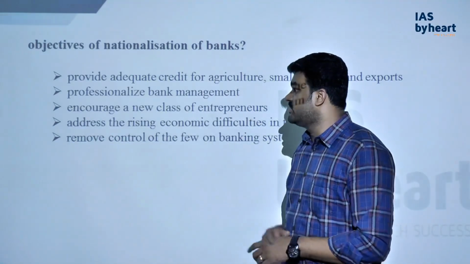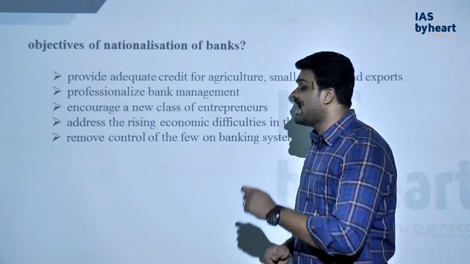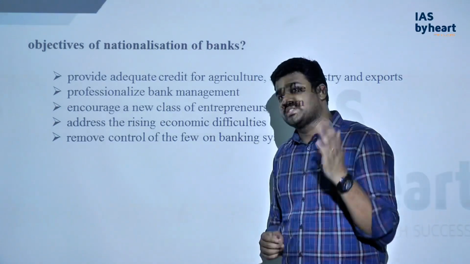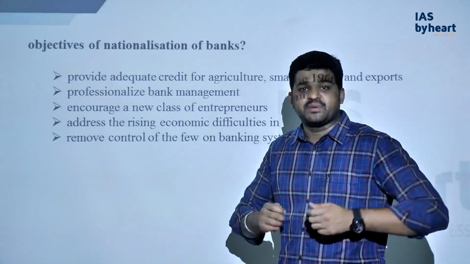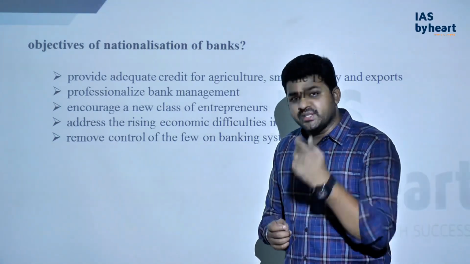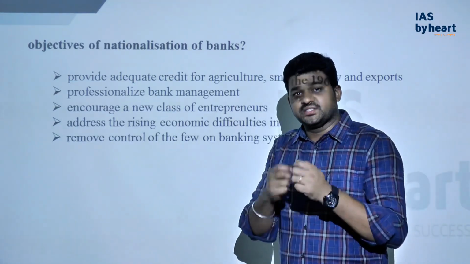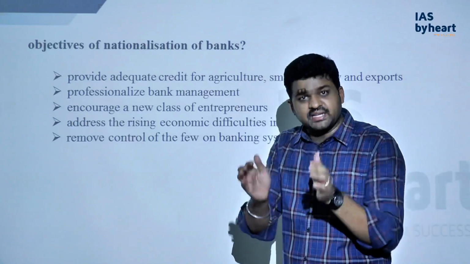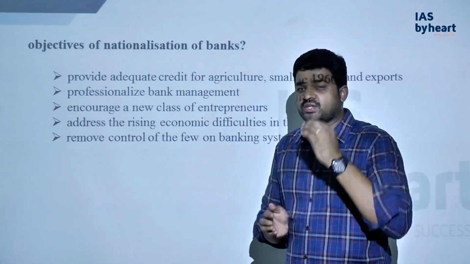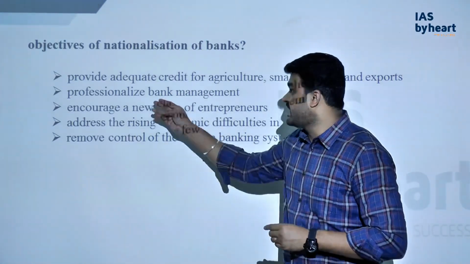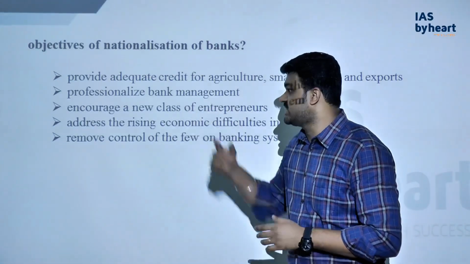Then the second objective is to professionalize the bank management. See, in those times the banking employees were not professionals. They were using their own words, their functions, their regulation, so these were not controlled at the bank manager level. Okay, so the government wants to professionalize the banks' management. So this is the second objective.